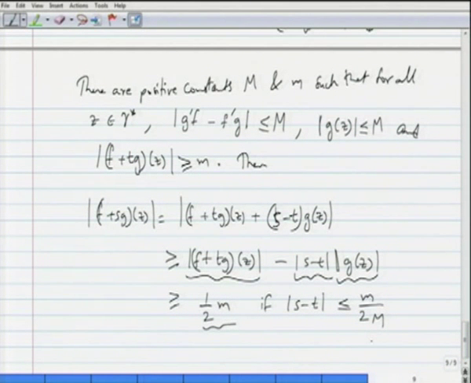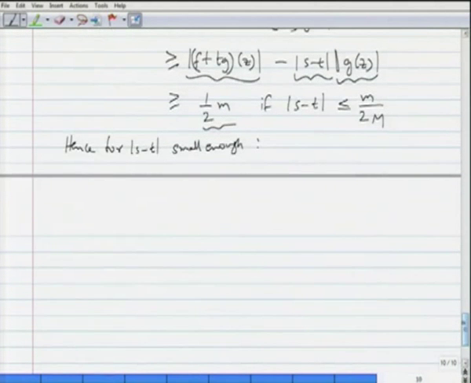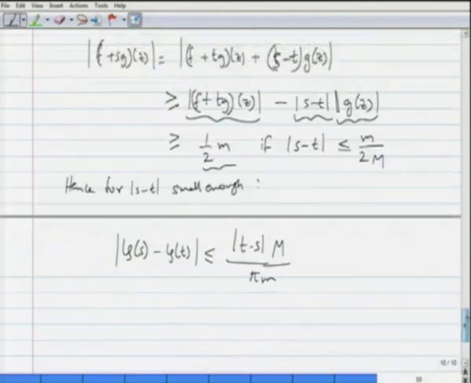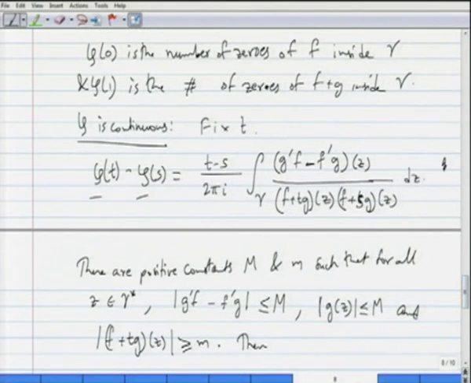Okay. So, hence for the modulus of s minus t sufficiently small, what we have is that the modulus of phi of s minus phi of t is less than or equal to the modulus of t minus s times capital M by pi m. I am using this particular expression here.